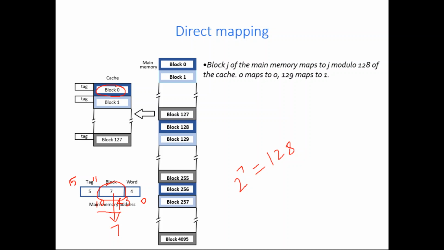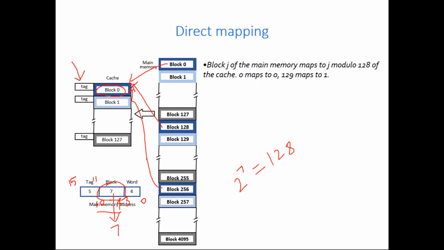Now how will we identify whether it is the correct block or not? How do we know that? Say block 0 of main memory will map here, right? Block 128 of main memory also will map here, okay. Block 256 of main memory also will map here, so on and so forth. Totally 32 blocks will map here.